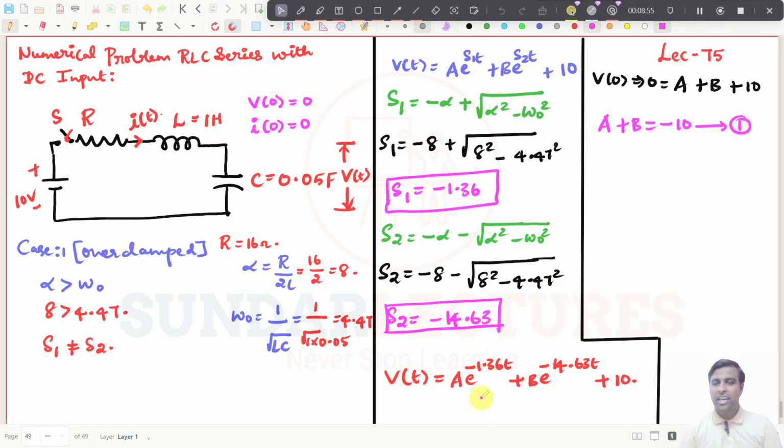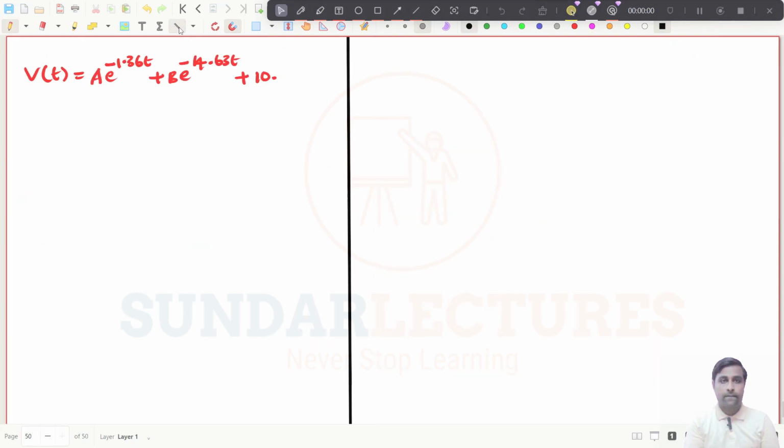And how will you get expression number 2? Try to find the I of t value, because we know the initial condition, the current in the inductor. Let me take V of t to the next page. See here, we know that I of t will be equal to C into dV divided by dt.